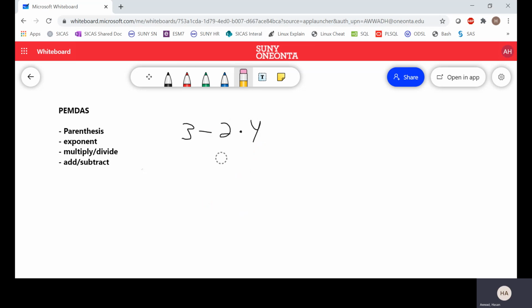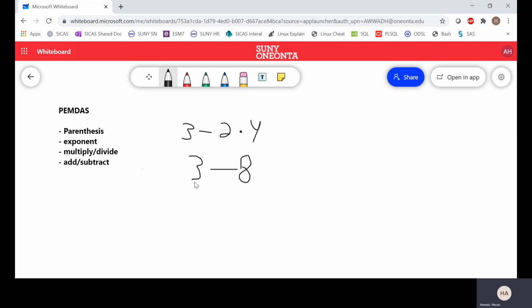So instead of doing the subtraction first, we do 2 times 4 is 8. We still have the subtraction, right? We never touched this part. We knew that it was a -2 times a 4, so we know that this is a -8.